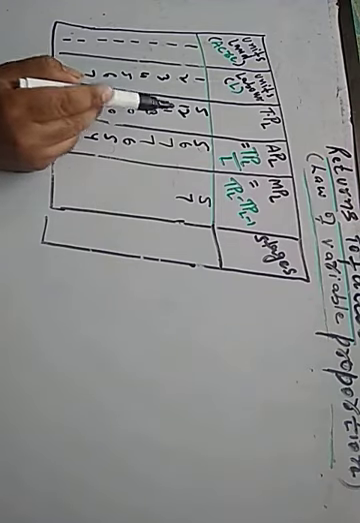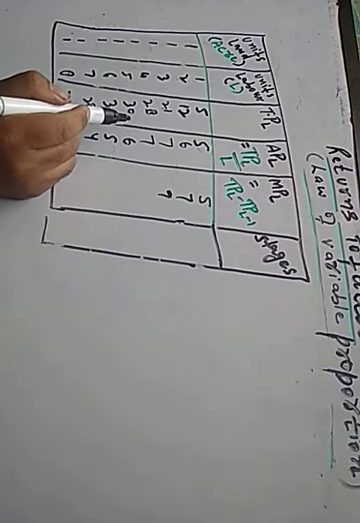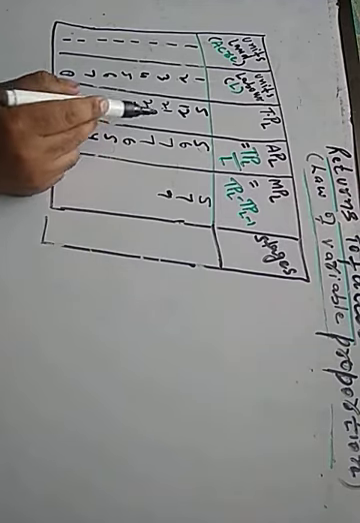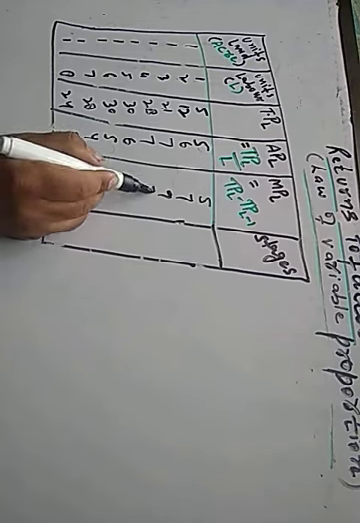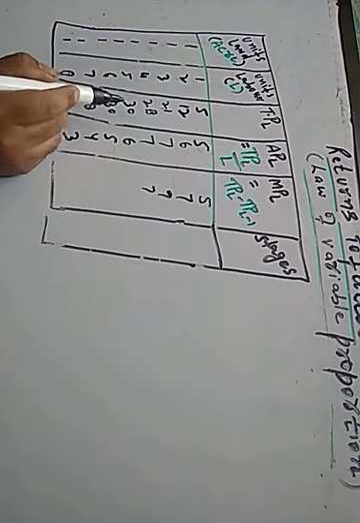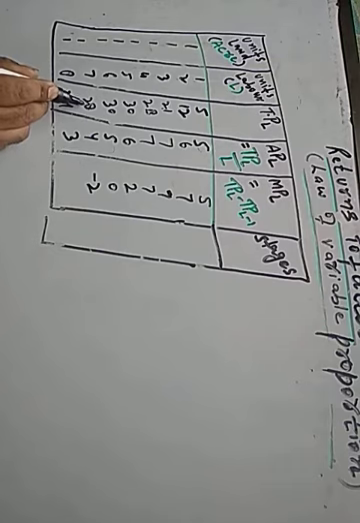Then it will be 21 minus 12, 9, 28 minus 21, 7, 30 minus 28, it will be 2, 30 minus 30, 0, 28 minus 30, it will be minus 2, 24 minus 28, it will be minus 4.